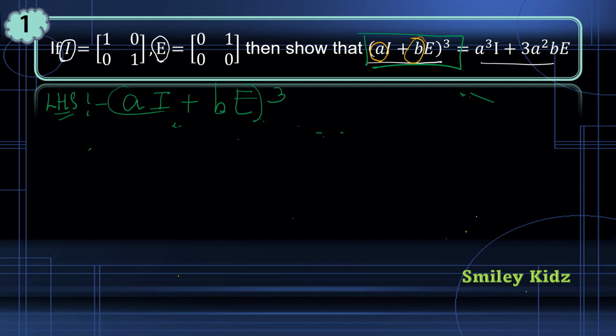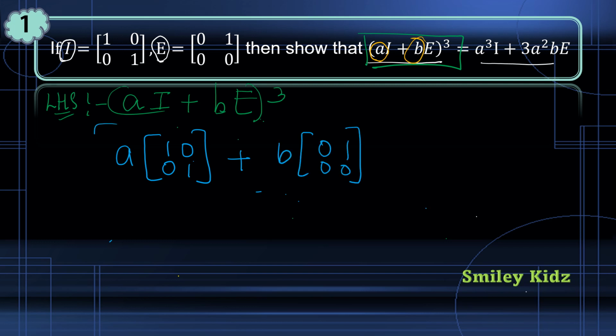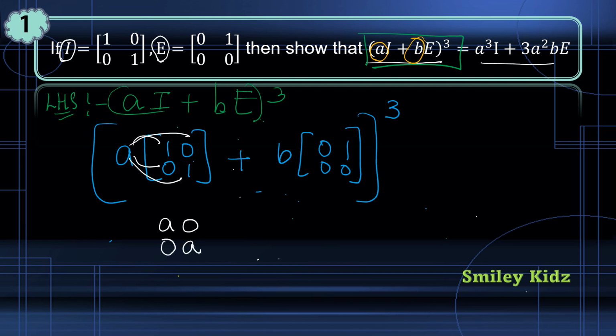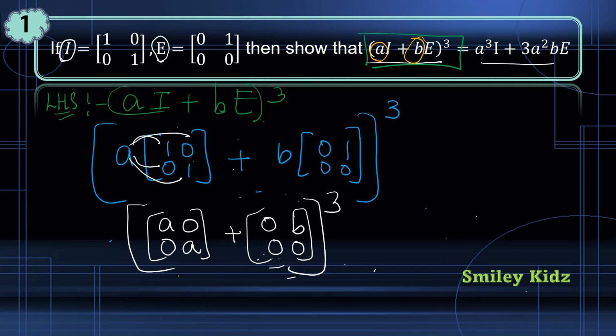Now let's first find out AI and then BE and then cube them. Alright, that is simple. Now A into [[1,0],[0,1]], alright, let me write it down, plus B into [[0,1],[0,0]] whole cube. Do not forget whole cube. Now what is this going to be equal to? This is basically [[A·1, A·0],[A·0, A·1]]. In that manner you're going to solve them. Plus [[0,B],[0,0]] whole cube. Fine, now let's add them.